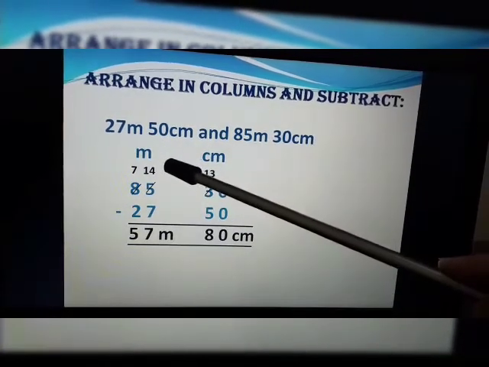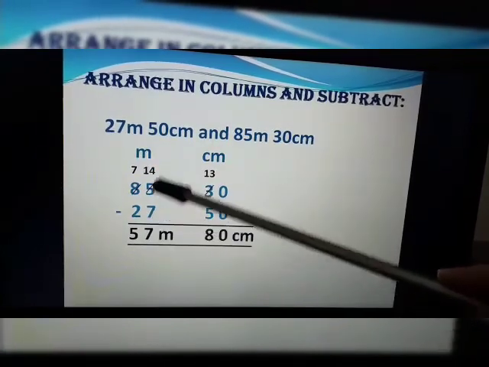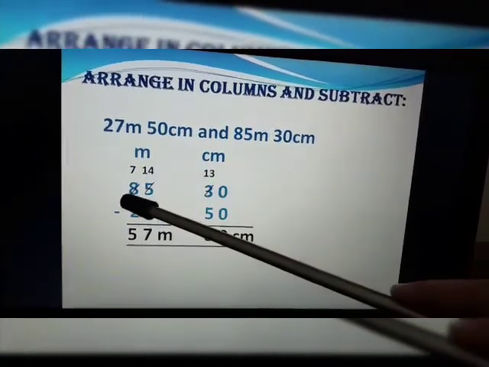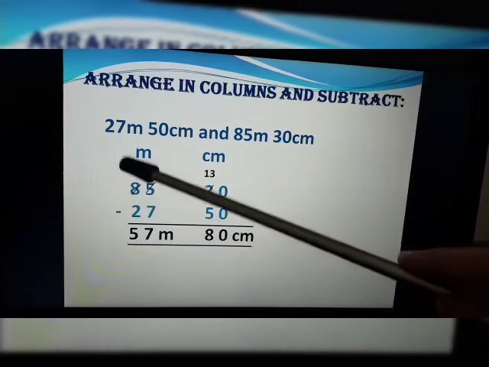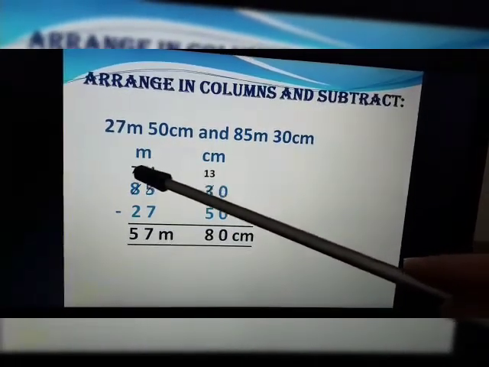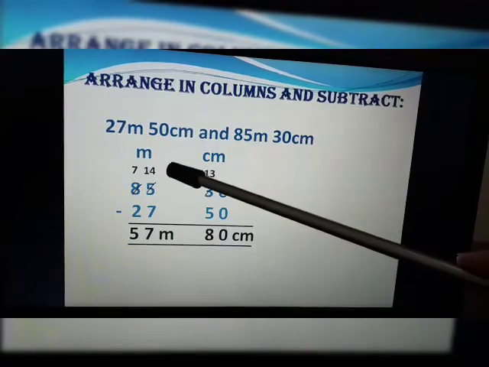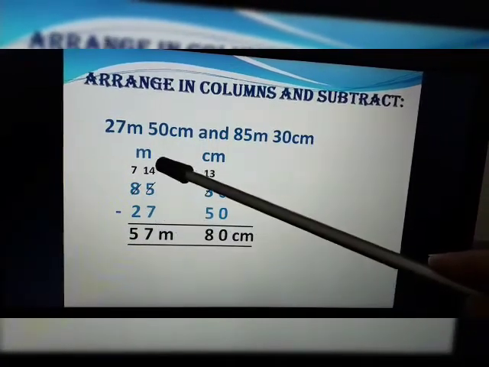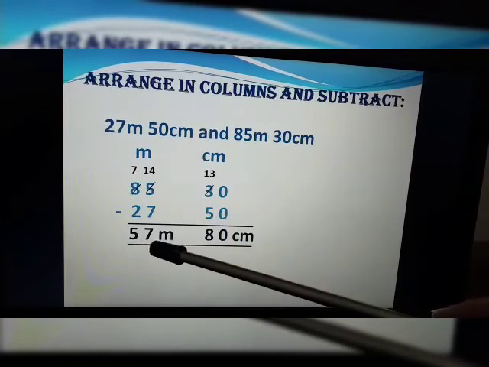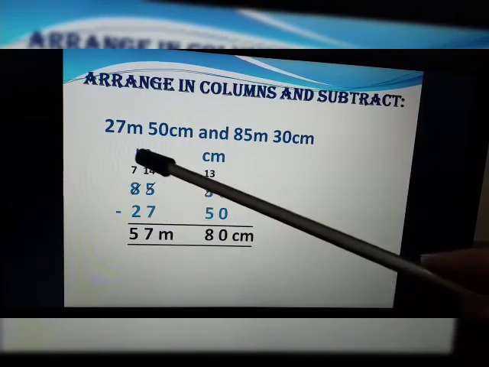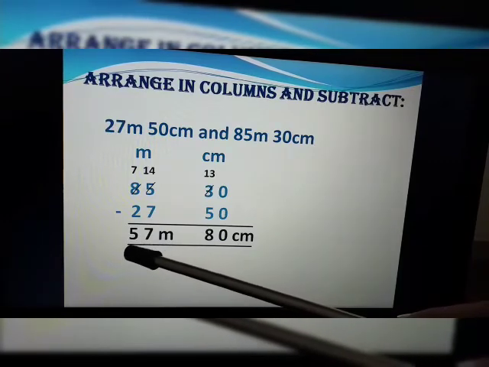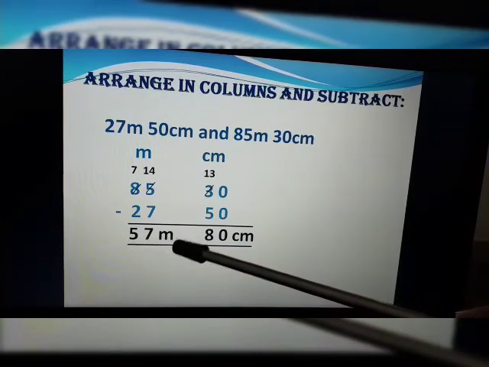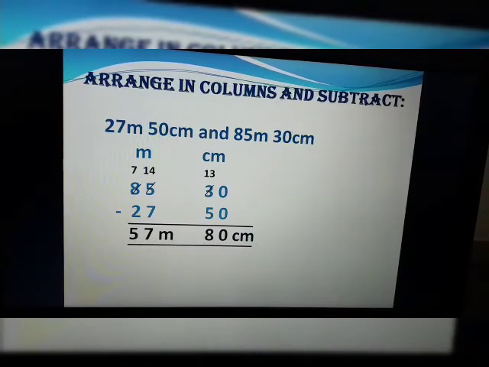Now here 4, but we can't subtract 7 from 4. So again we have to borrow one from 8. So 8 will be 7 and 4 will be 14. Now we have to subtract 7 from 14. 14 minus 7 is equal to 7. And here 7 minus 2 is equal to 5. So the answer will be 57 meter and 80 centimeter.